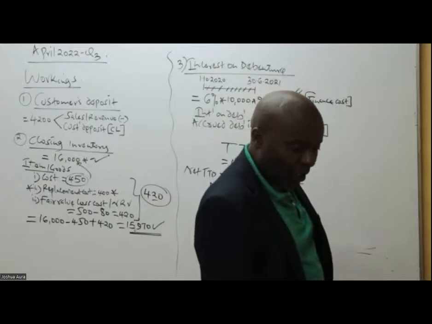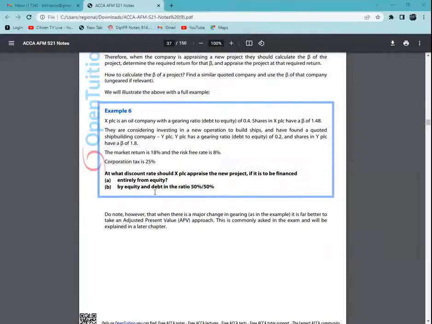Here we are. We are now aware that the relevant beta is the beta of the new industry. We are told they are considering investing in a new operation to build ships, and have found a quoted shipbuilding company like that. The market return is 18%, and the risk-free rate is 8%.